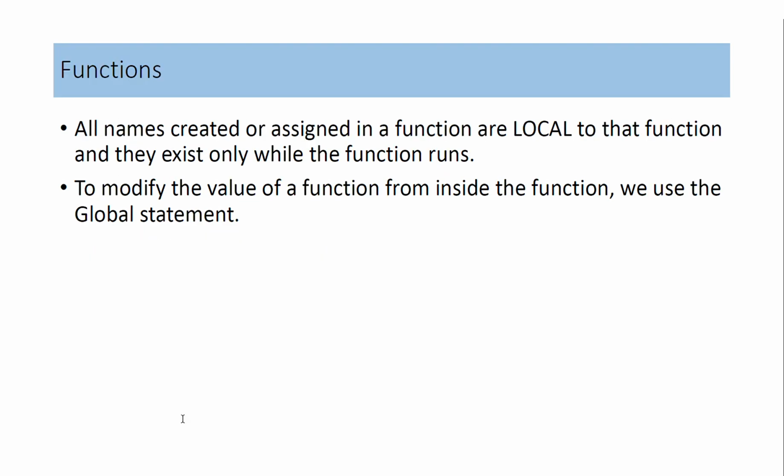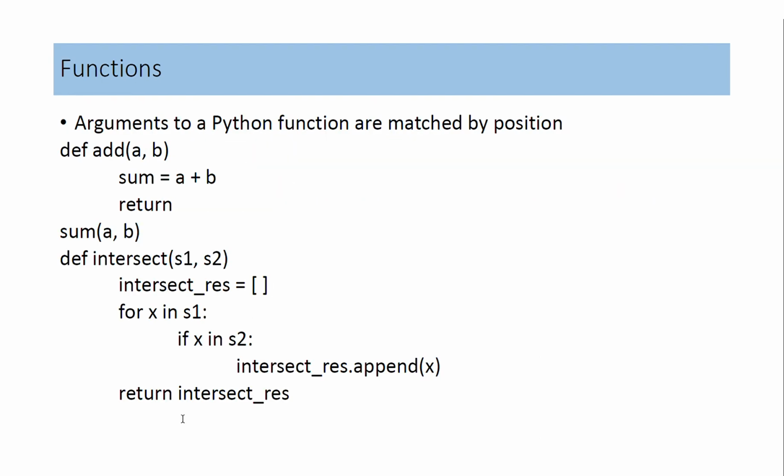All names created or assigned inside a function are local to that particular function. They exist only when the function runs. To modify the values from inside the function, we use the global statement. So variables in functions are local, and in order to modify the global ones, we use a global statement. Arguments to a Python function are matched by position.